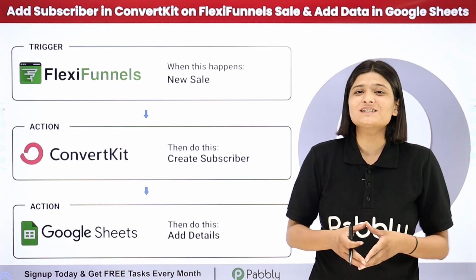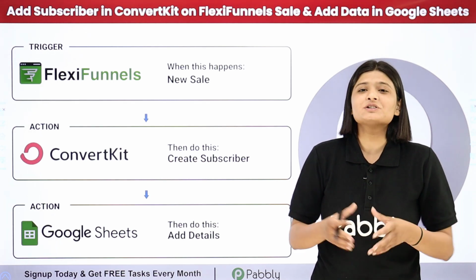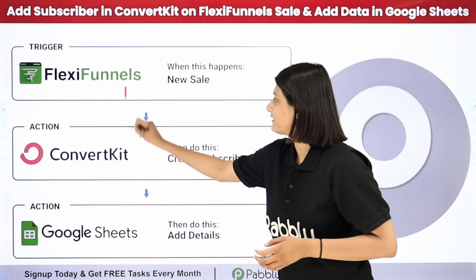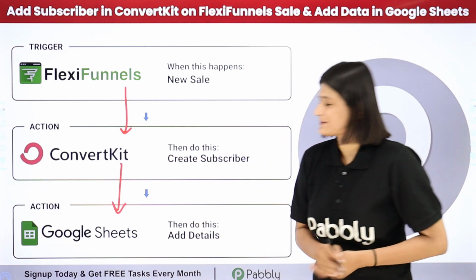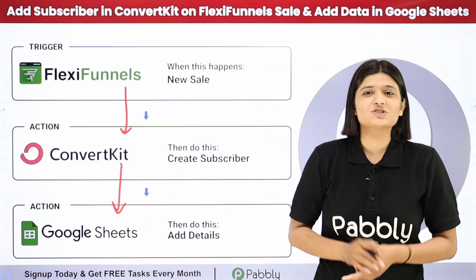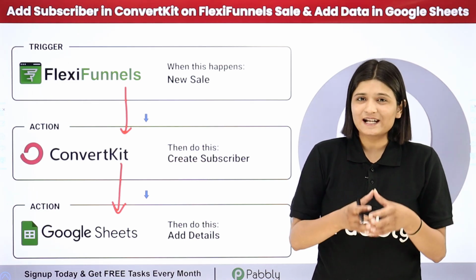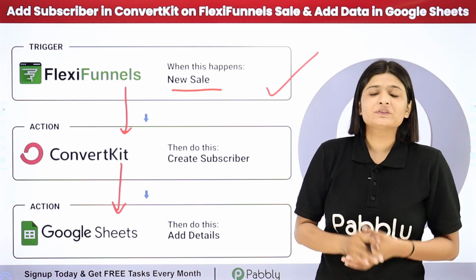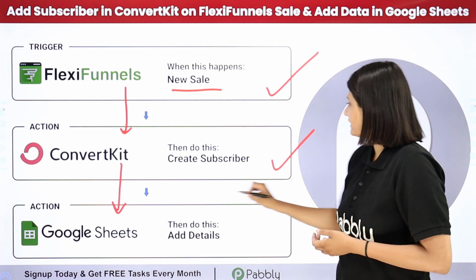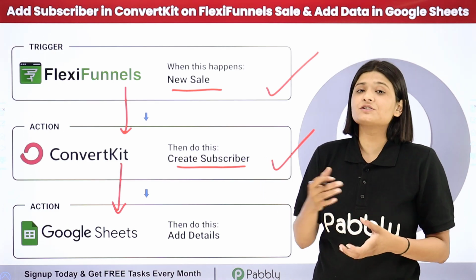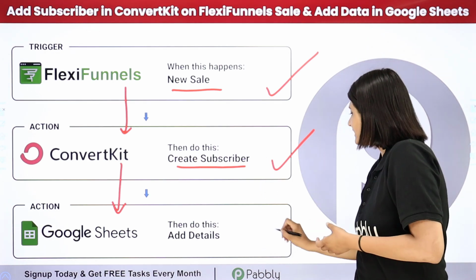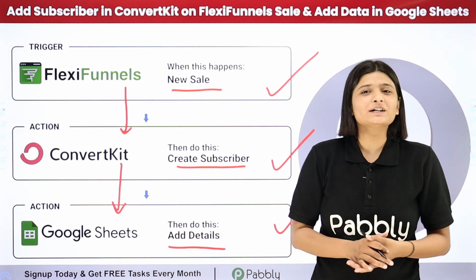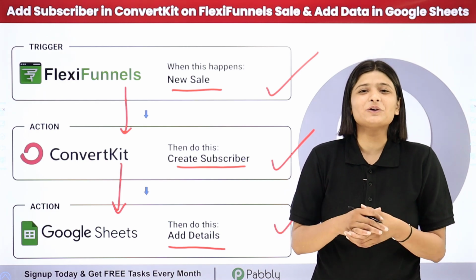Pabbly Connect is an amazing automation and integration software which requires no coding or programming skills. Here I just need to build a connection between FlexiFunnels, ConvertKit and Google Sheets. Pabbly Connect runs on two principles, which are trigger and action. Here as my trigger application, I will take FlexiFunnels where I will make this new sale, and as my action application I will take ConvertKit where the subscriber will be created as soon as the new sale happens, and as my action application I will take Google Sheets where these details will be added automatically. If you want to learn this amazing automation step by step, let me take you all to my screen.